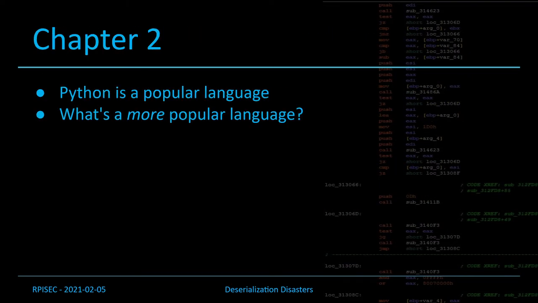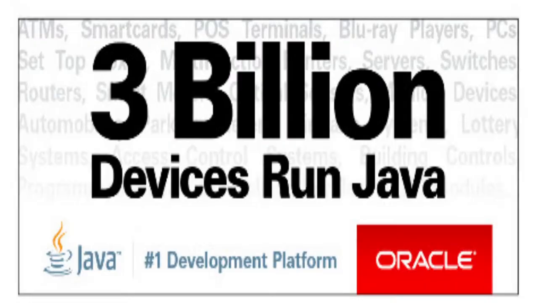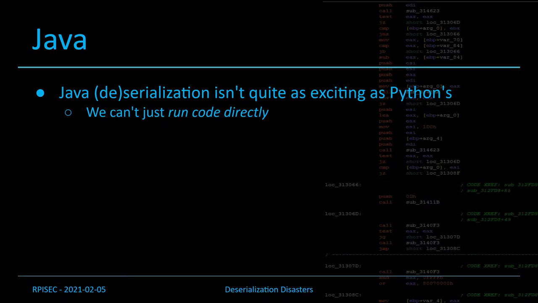So moving on, we're going to talk about another language. You probably know that Python is a popular language, but what's a more popular language? Maybe one that's run on billions of devices? Yes, Java, a favorite of code monkeys everywhere, producing infinitely deep layers of enterprise lasagna. So it's a good language.